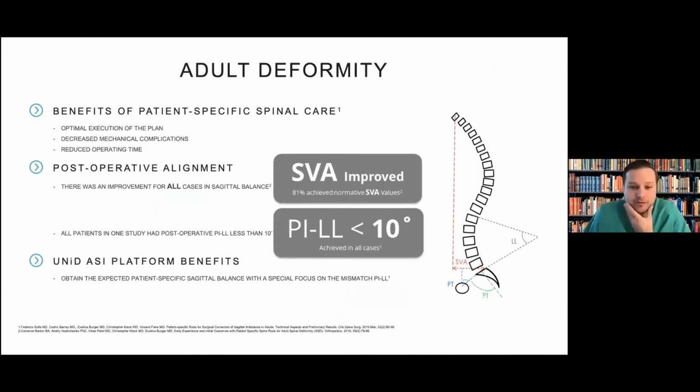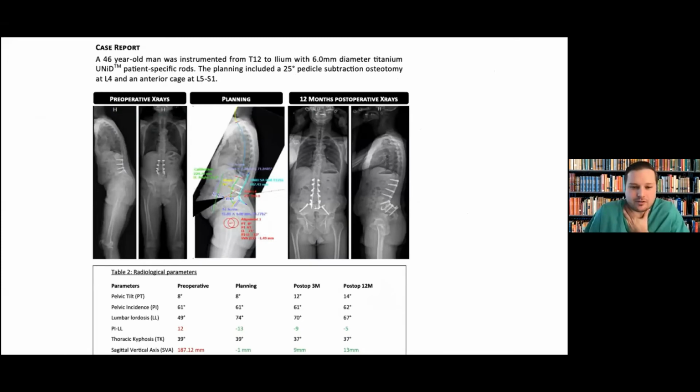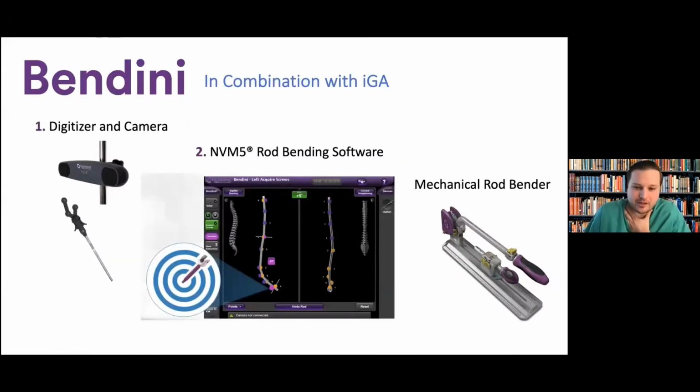And what they've been able to find is that SVA is improved in these patients, the PI-LL mismatch is improved in these patients, and that they have a stronger rod, right? Which we would expect, but you can see here that with a rod fracture rate with PSO, without PSO, it appears that the rod is stronger. This is what they give you. You send them your plan, or you send them the x-rays, they send you a plan, and then you follow post-op and you can track all their pelvic parameters.